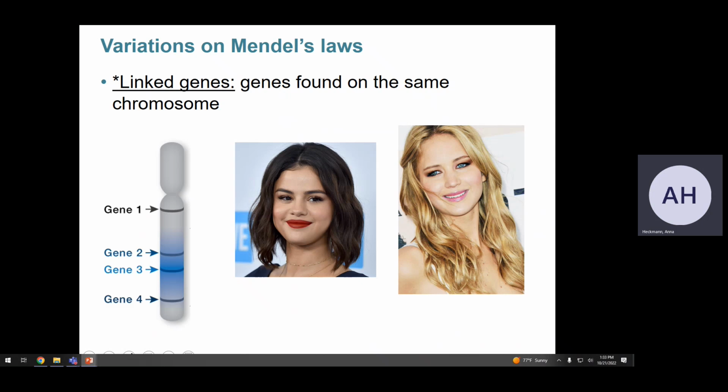Sometimes two characteristics always show up together in an organism. If you see one, you see the other. This means they are on the same chromosome. They are called linked genes. An example of linked genes includes hair and eye color, which explains why certain hair and eye colors tend to be inherited together. Blonde hair often goes with blue eyes, and individuals with brown or black hair often have brown eyes.